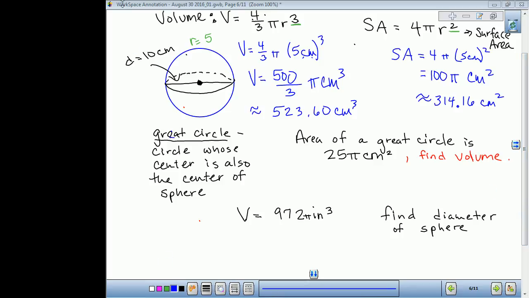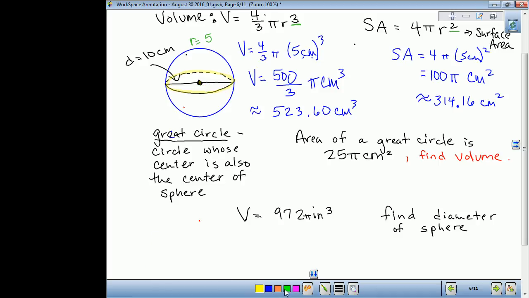Okay, we have a little definition here, and this is important to be able to work with some of our sphere problems. A great circle. When we see the words great circle, what that refers to is a circle whose center is the same as the center of the sphere. So this is a great circle because the center of this yellow circle is also the center of the sphere.